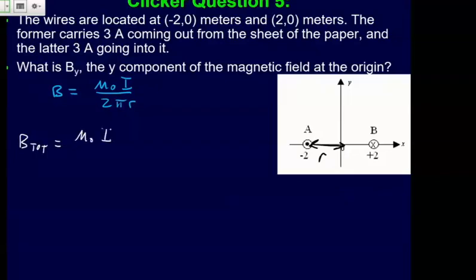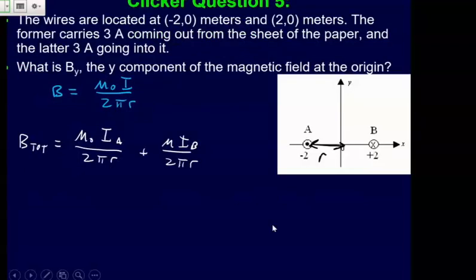So mu naught, in this case, would be the current A over 2 pi times that radius, plus mu naught current B over 2 pi times that radius. In this particular case, it's not evident right away, but you have the same current and the same radius, so this just works out to be 2 times one of these calculations, so 2 times mu naught over 2 pi times r.